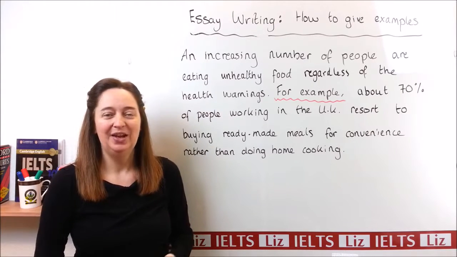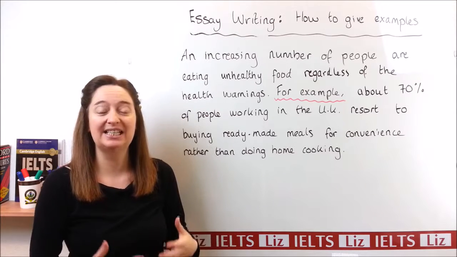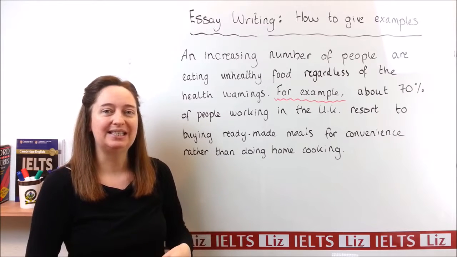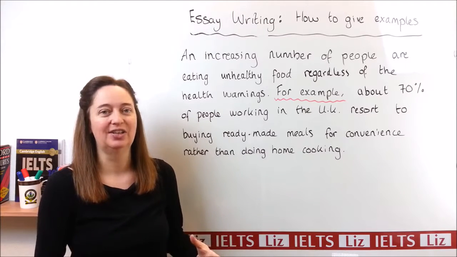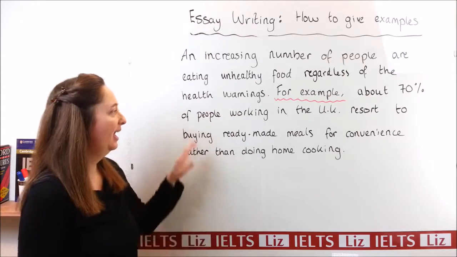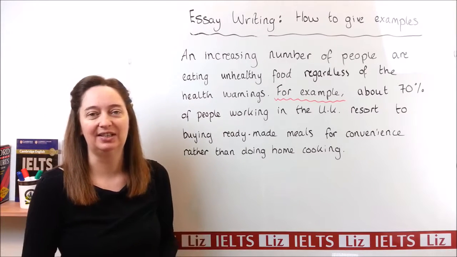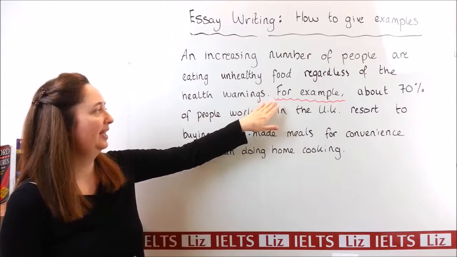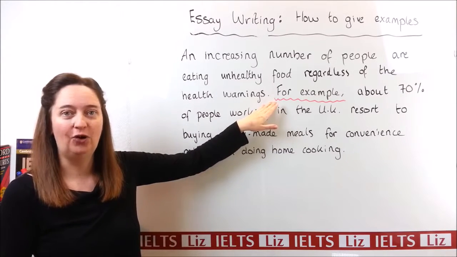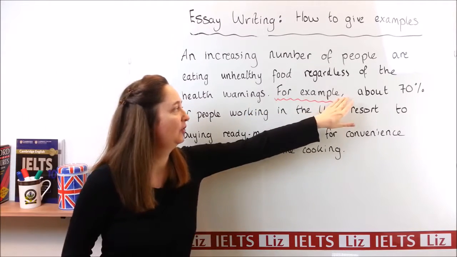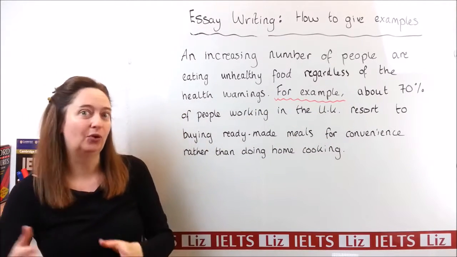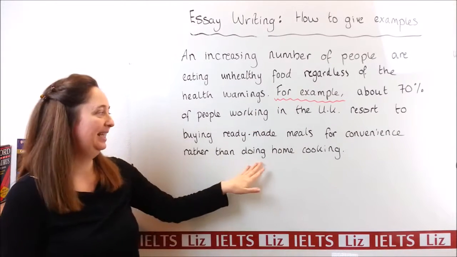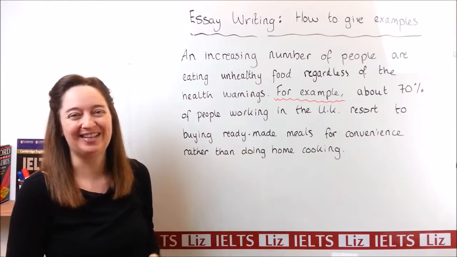So what you can see here is rather than just giving an example to explain a word, what we're actually doing is giving a whole sentence as an example. And often that will contain statistics, but not always. It doesn't need to. And you can see here that the linking device we've used is for example. And after that, we've put a comma before giving the sentence. This helps the reader understand the meaning and the purpose of this sentence.